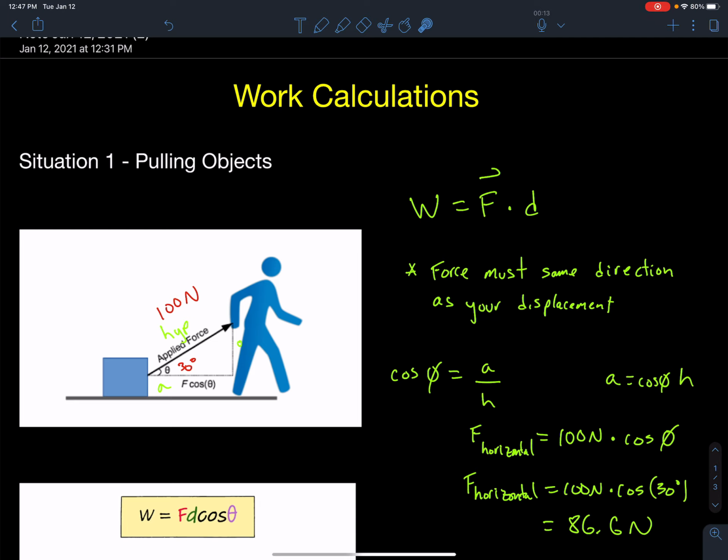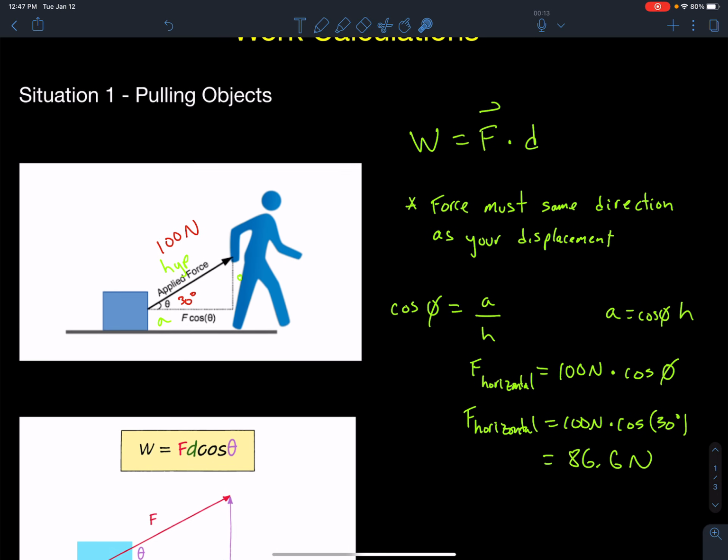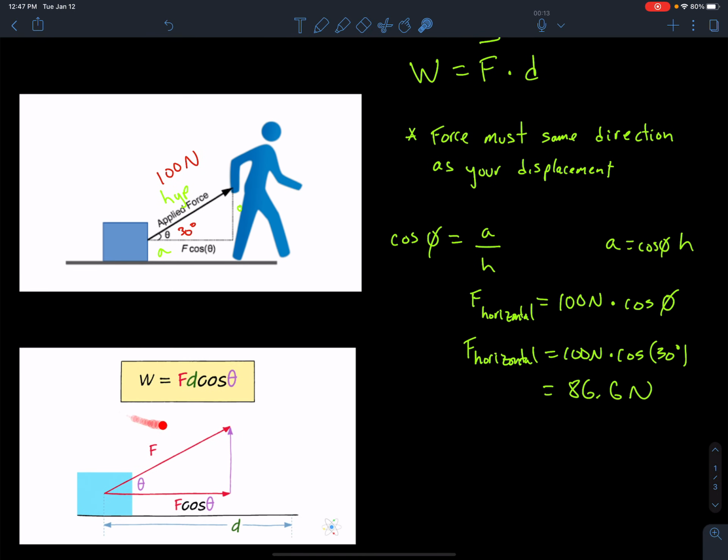So in a way, to calculate the work, I would take the force that I just calculated, 86.6 newtons, and multiply it by the distance that I'm going to drag that object. That's what this equation is saying here. So often in textbooks, you would see this equation for work, where work is equal to F D cos theta. And that cos theta represents the component of the force that you're pulling in the horizontal direction, and D is the total distance.